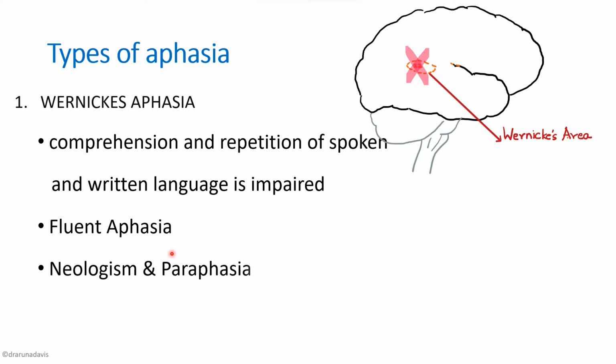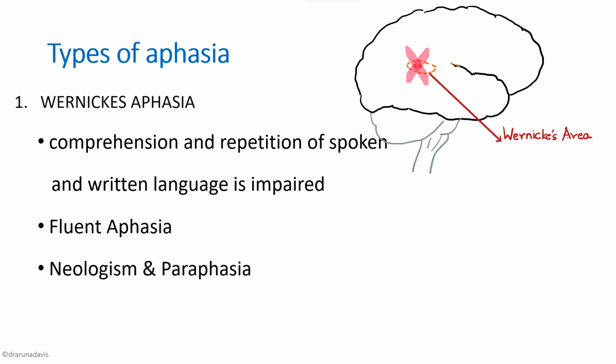Okay, and the person might also use neologism. Neologism means new words which are not actually present. Okay, so they'll just construct words according to their whims and fancies, and that is called neologism. And paraphasia means telling words which are not intended for that meaning.